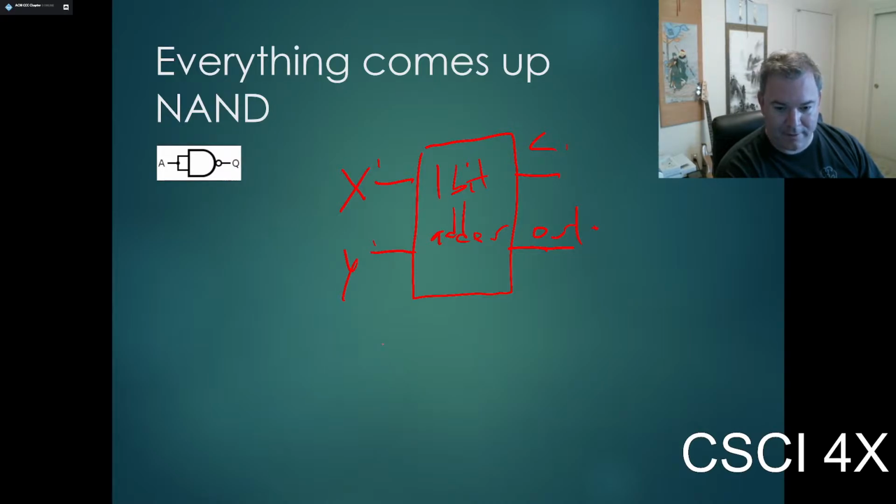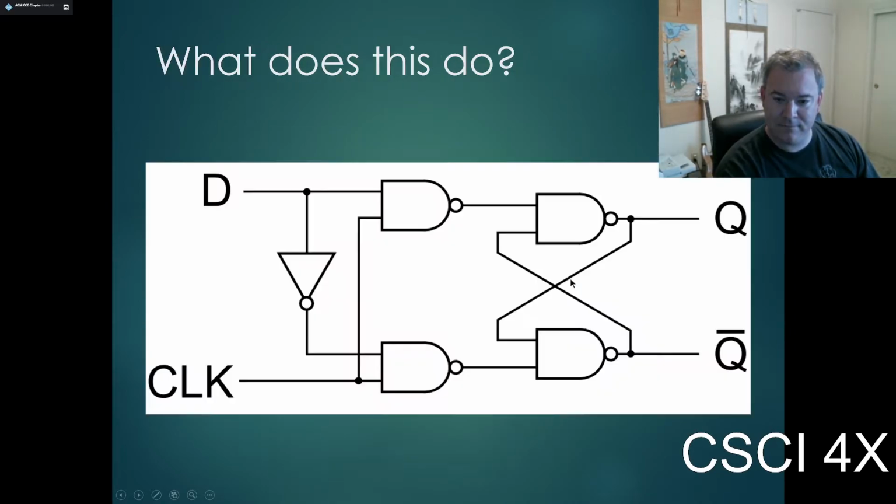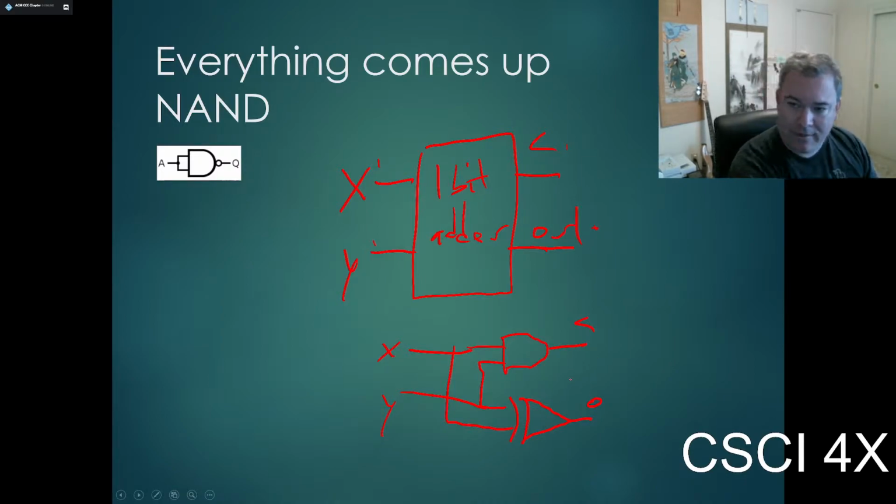So, X, Y, there's going to be an AND gate. That's the carry bit. And then there is going to be an XOR. Do you guys remember what the XOR symbol looks like? It's a Starfleet symbol with an extra curved line at the bottom of it. And that's your circuit. It's an AND and an XOR. So, that's a one-bit adder.